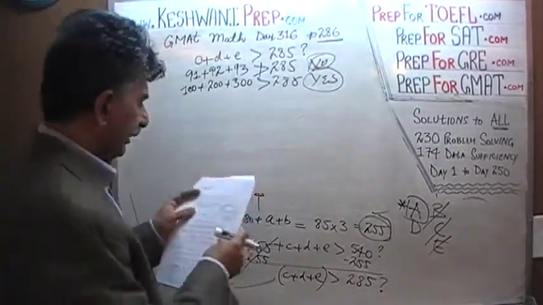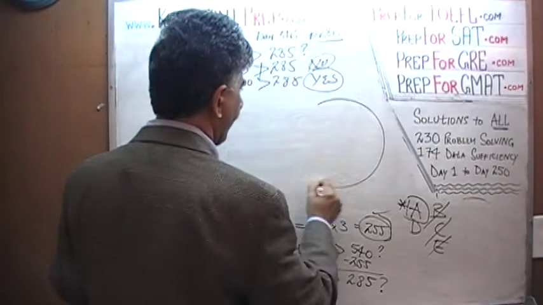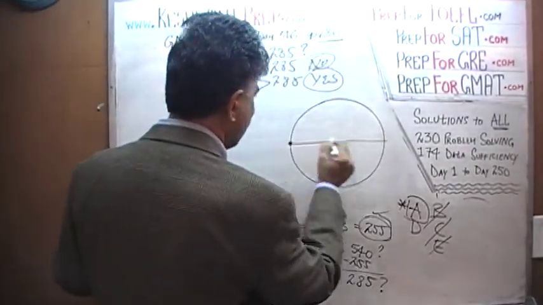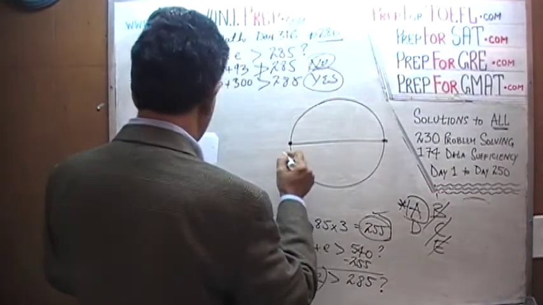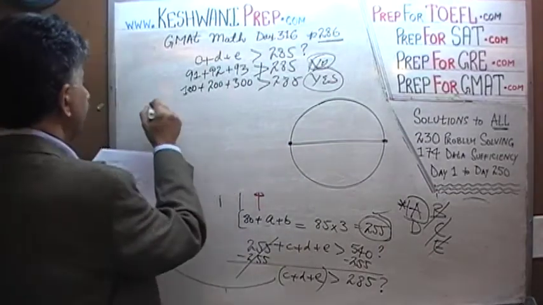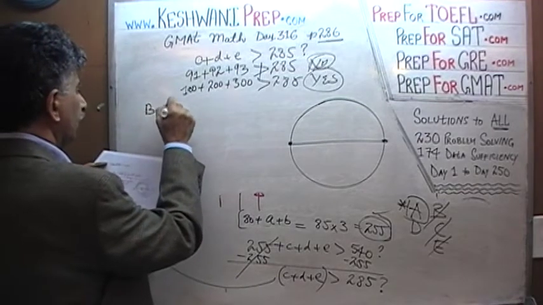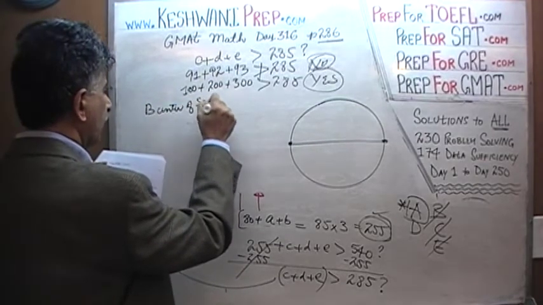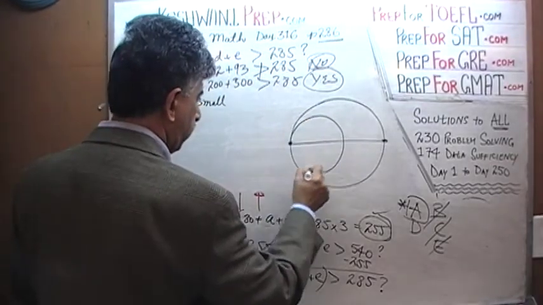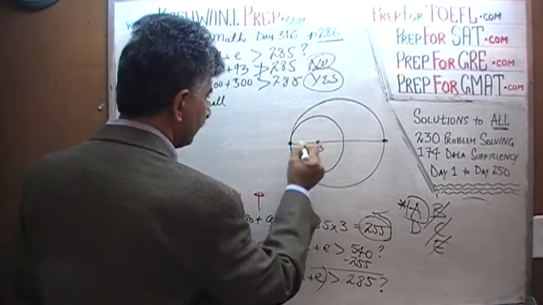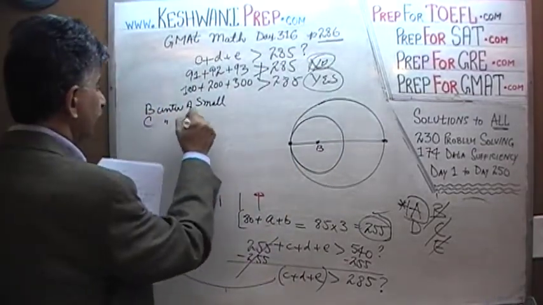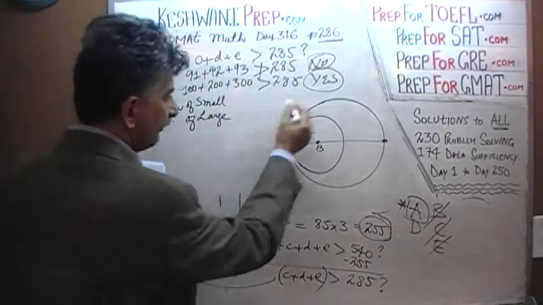So we're given a circle here. Here is the diameter from here to here. And we are told that B is the center of the small circle. So we have a small circle here, and B is the center of the small one. So far so good. We are also told that C is the center of the large one. So here's a large circle.